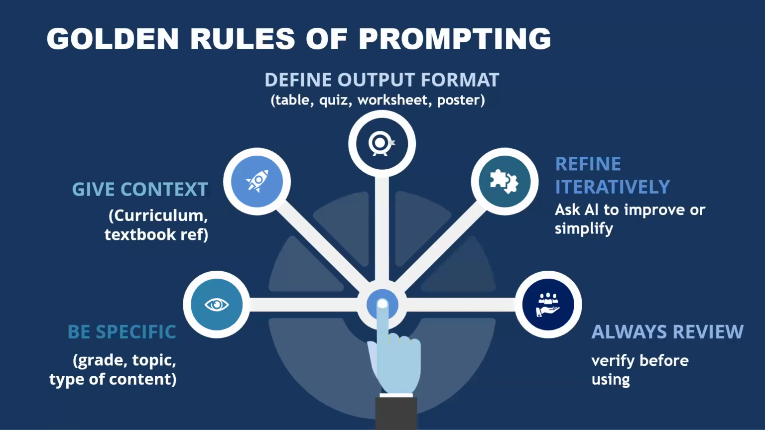First is define the output format. We have to refine iteratively, and always verify it. So we have to have all these parameters. The first step will be very specific. What is your question? For which grade are you asking? What is the topic? And what is the type of content you are relying upon your AI for? Number 1. Number 2, give additional context.